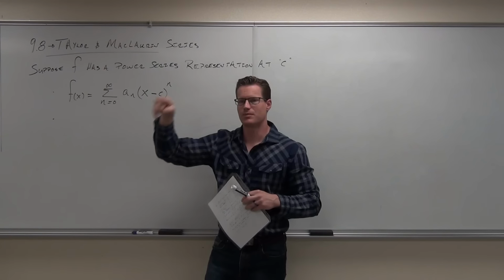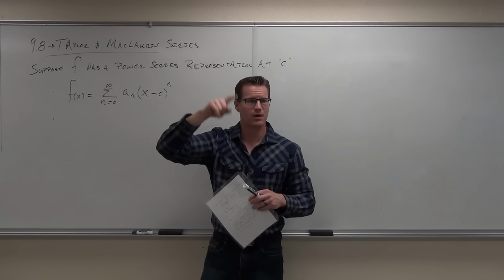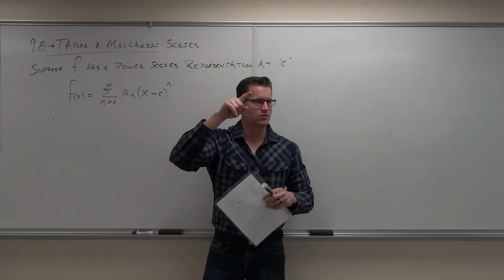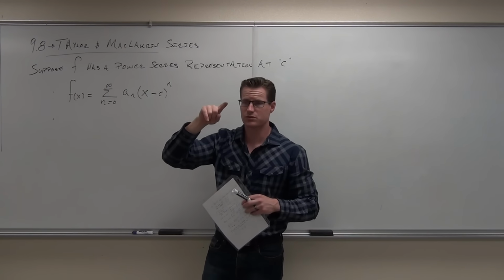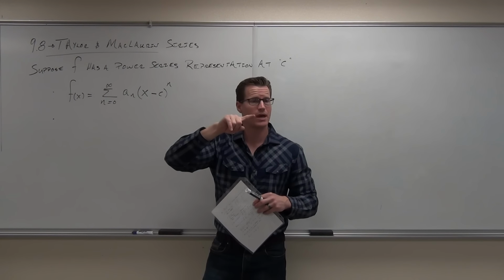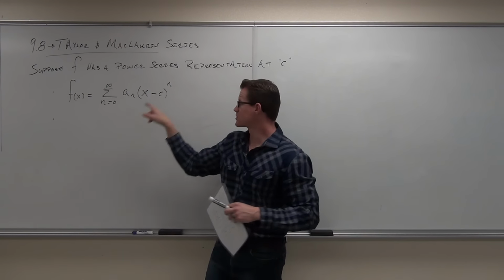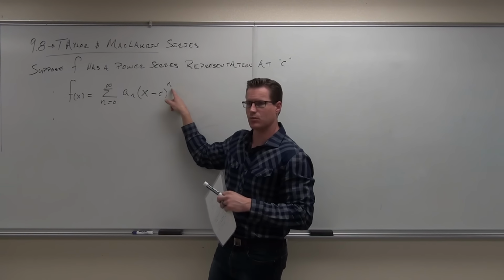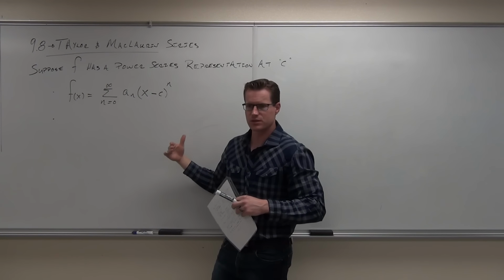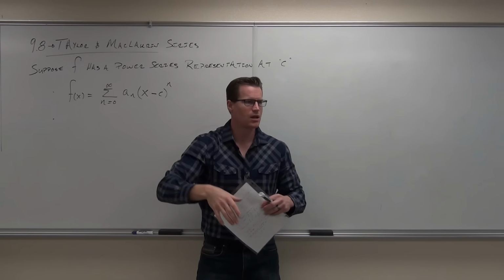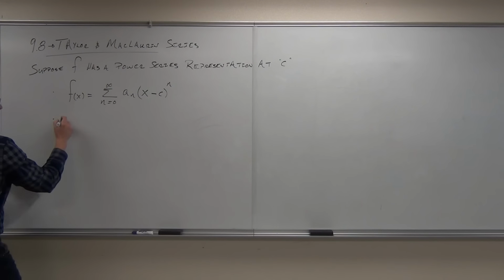Just say, okay, bring down the power, subtract 1 from it. That's the first derivative. Bring down the power, subtract 1 from it. That's the second derivative. Bring down the third power, subtract 1 from it. That's the third derivative, and so on. You can do that up to the nth derivative, because there's going to be a power n somewhere in your power series, in your list of terms. Does that make sense?